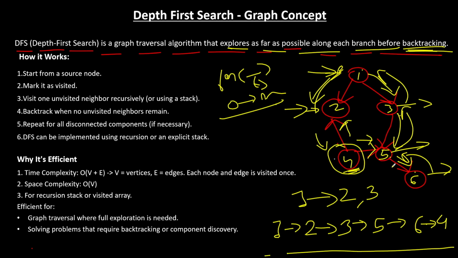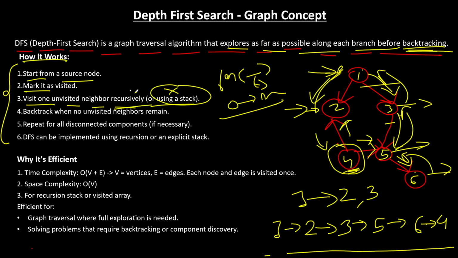Okay. And how it works in a theoretical manner, if you could see, we start with the source node. It could be anything. It could be two also, it could be three also, right? But I started with one. We mark it as visited, and visit one unvisited neighbor recursively or using a stack. Using a stack explicitly is not necessary, because when we use recursion, it already uses stack space. Okay, that's the thing. And we mark nodes as visited so that we don't visit one node again and again. We backtrack when no unvisited neighbors remain.